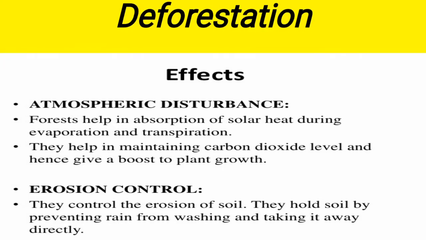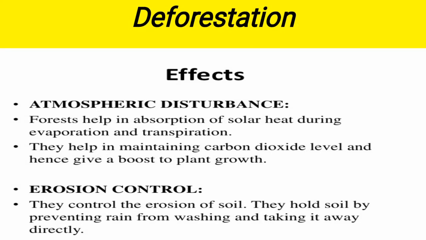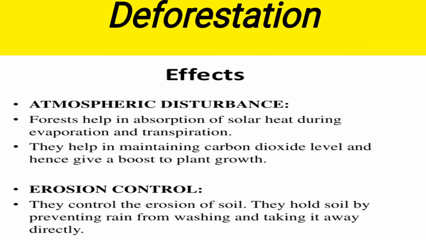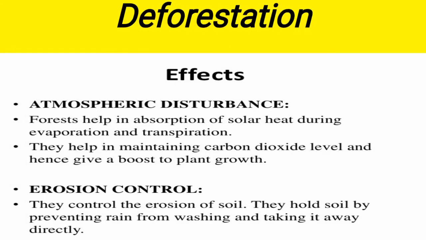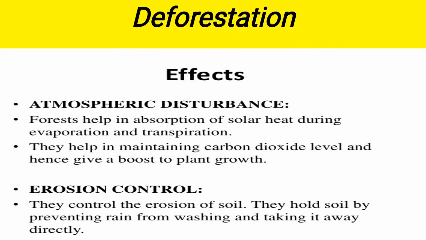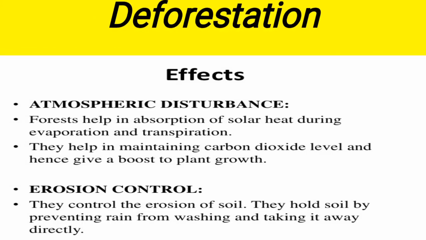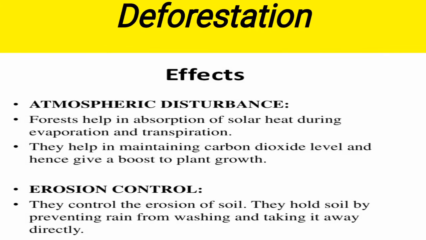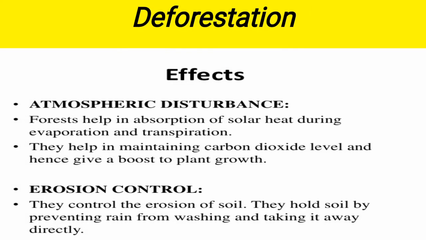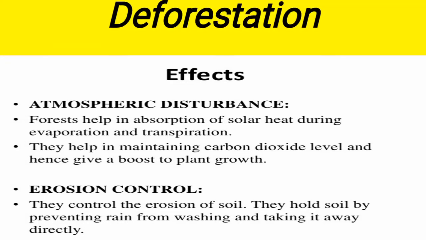Well, guys, man-made inventions such as cars and industries release a great amount of carbon dioxide, CO2, right? Well, guys, trees take that carbon dioxide from the air, and due to deforestation, the amount of carbon dioxide is rising in our environment, and it increases the Earth's temperature, and this is called global warming. Okay, this is called the effect of deforestation on our atmosphere, or the atmospheric disturbance.